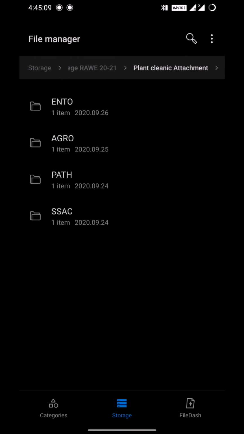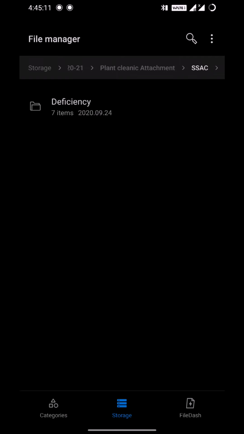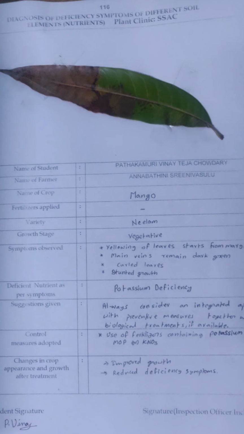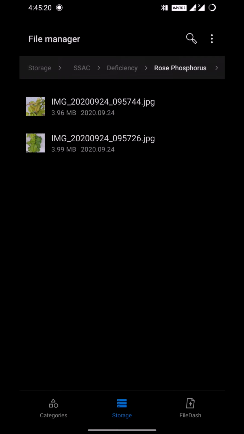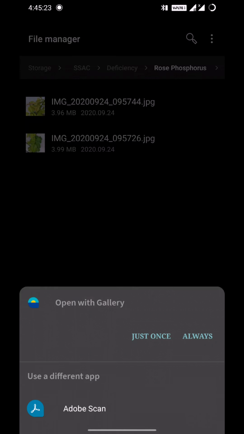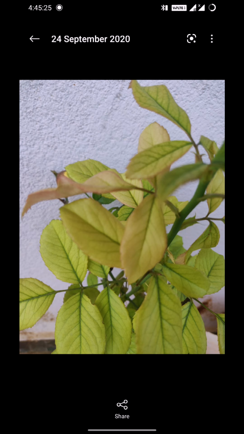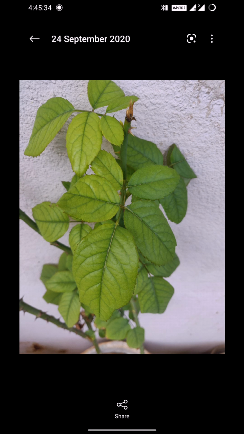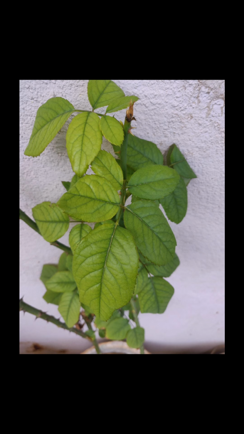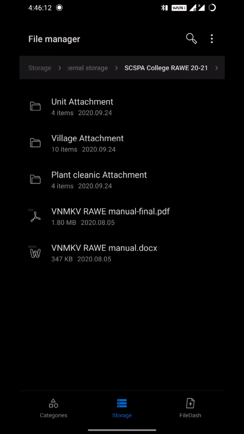When we talk about soil science and agricultural chemistry, I have listed out the various deficiencies in my area, and I have collected a few sample photos, that is, before treatment and after treatment. For example, this is a potassium deficiency in the rose, and this is the plant which I have treated. After the treatment, the deficiency symptoms have been reduced, so that we can easily sort out and organize our files in an easy manner.